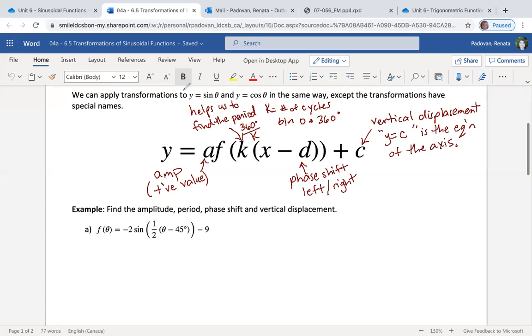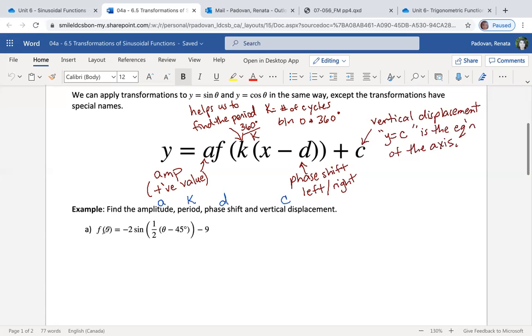So let's do an example here. Find the amplitude, the period, the phase shift, and the vertical displacement. So again, the amplitude would be my A value, the period would be my K value, the phase shift would be my D value, and the vertical displacement would be my C value.